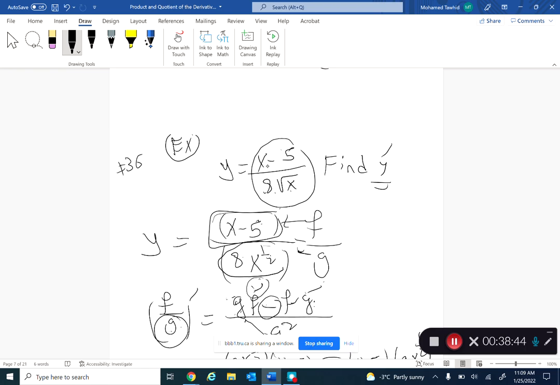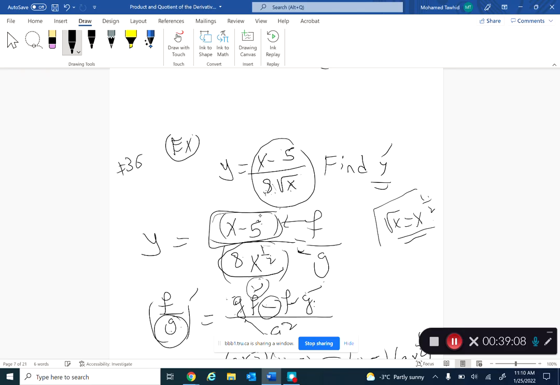Then I have to use the quotient rule because I heard the word "divided by." We have x minus 5 divided by 8 multiplied by the square root of x. The square root of x is nothing but x to the power 1 over 2. So here you have 8 multiplied by x to the power 1 over 2. Right? You agree about this?